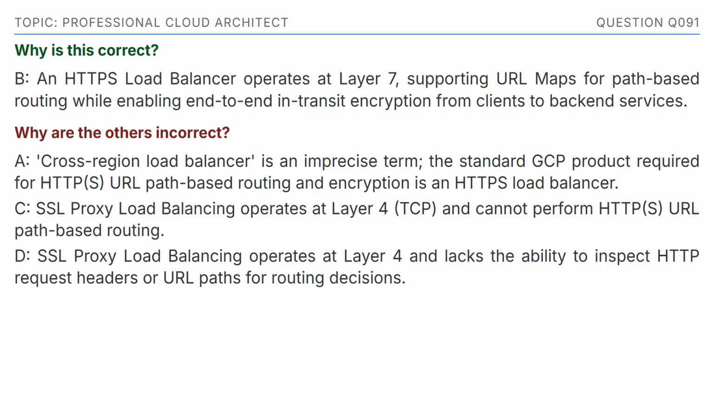A. Cross-region load balancer is an imprecise term. The standard GCP product required for HTTPS URL path-based routing and encryption is an HTTPS load balancer. C. SSL proxy load balancing operates at layer 4, TCP, and cannot perform HTTPS URL path-based routing. D. SSL proxy load balancing operates at layer 4 and lacks the ability to inspect HTTP request headers or URL paths for routing decisions.